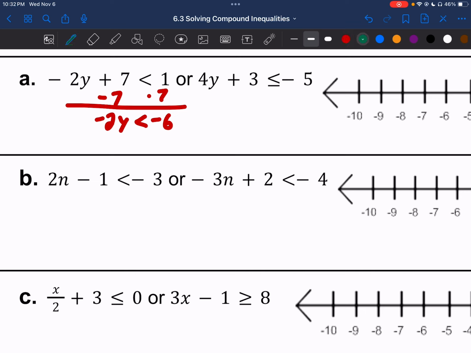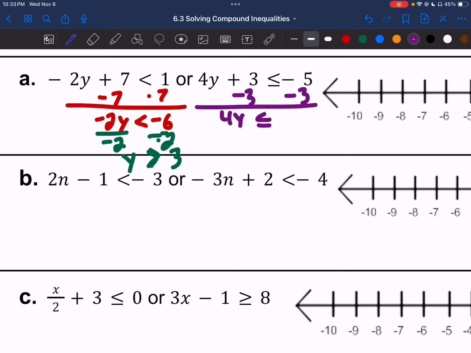Okay, and then we divide both sides by negative 2. And we get that y is going to be greater than, because we have to flip that inequality symbol, 3. So y is greater than 3. Okay, now our other one, we're going to subtract 3 from both sides. We get 4y is less than or equal to negative 8. And then when we divide by 4, we get that y is less than or equal to negative 2.